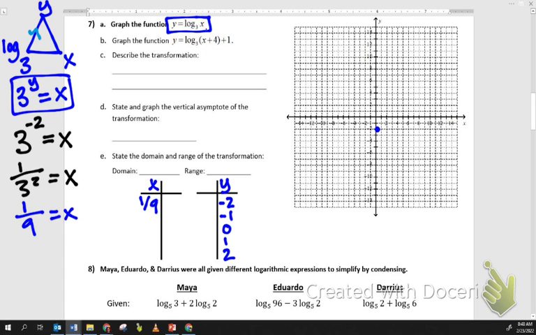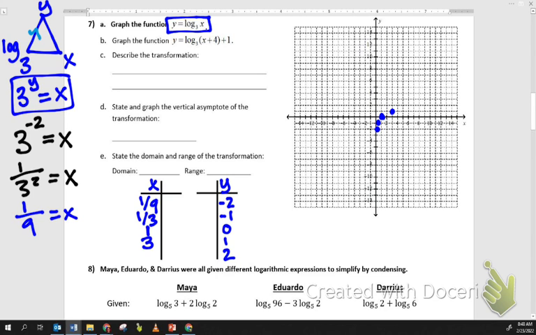I would keep using my y values and plug them in to get x. So when y is -1, I would have 1 over 3 to the first. When y is 0, anything to the 0 power would give me 1. I have 1/3, -1 and 1, 0. And when I put y equals 1, that's 3 to the first power equals 3. So my next point is the point 3, 1.